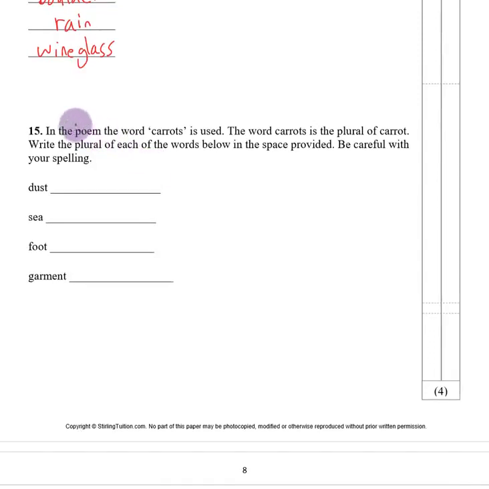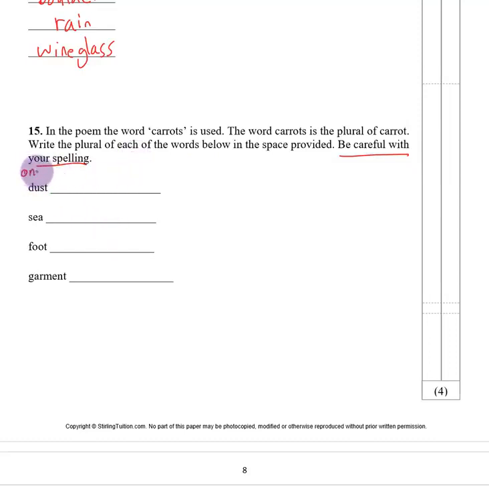Okay, number 15. In the poem, the word carrots is used. The word carrots is the plural of carrot. Write the plural of each of the words below in the space provided. Be careful with your spelling. So with this one, you have to get your spelling right. If it ever says be careful with your spelling and you get the spelling wrong, you won't get the mark. So just be careful. So dust.